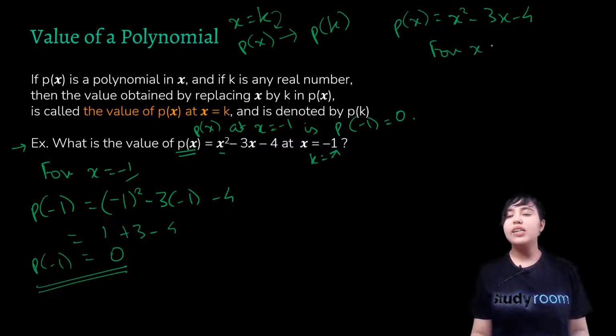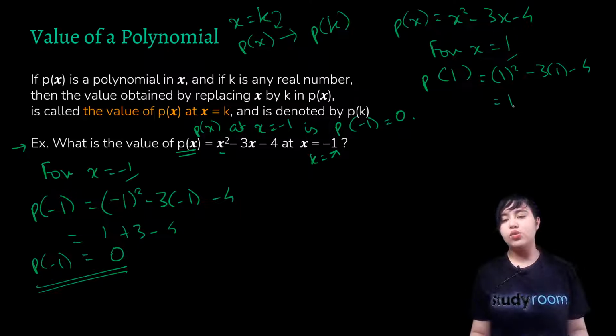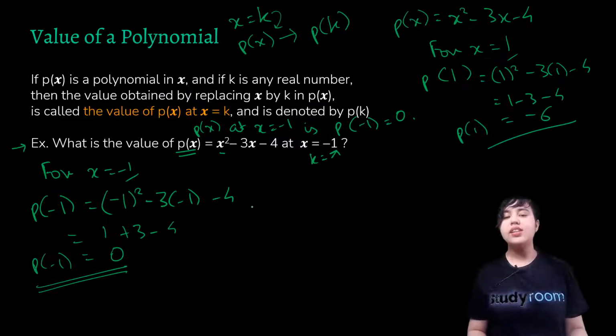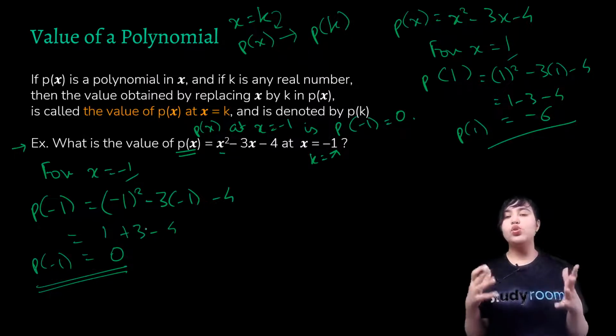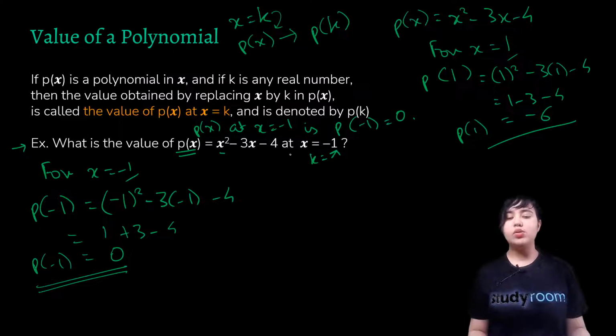So if I take x equal to 1, then what would I get? LHS would become P of 1. Now substituting it on the RHS also, we will get 1 minus 3 minus 4, we get 1 minus 7, which is minus 6. Is it clear? So we are getting two values of the polynomial. For the same polynomial, at x equal to minus 1, we get the value 0, and at x equal to 1, we are getting the value minus 6.